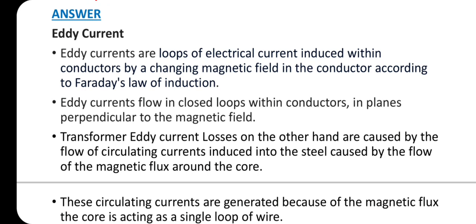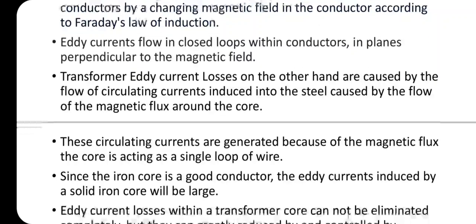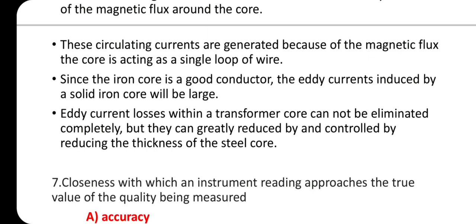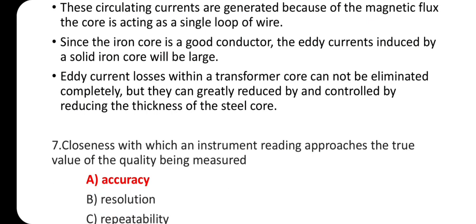Transformer eddy current losses, on the other hand, are caused by the flow of circulating currents induced into the steel by the magnetic flux around the core. These circulating currents are generated because of the magnetic flux. The core is acting as a single loop of wire. Since the iron core is a good conductor, the eddy currents induced by a solid iron core will be large. Eddy current losses within a transformer core cannot be eliminated completely, but can be greatly reduced and controlled by reducing the thickness of the steel core.